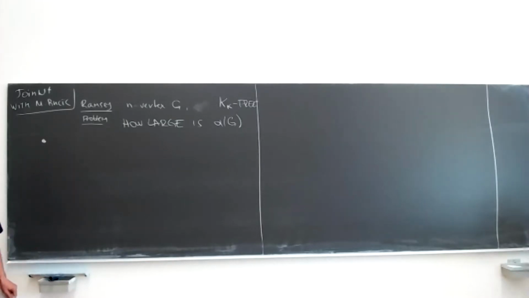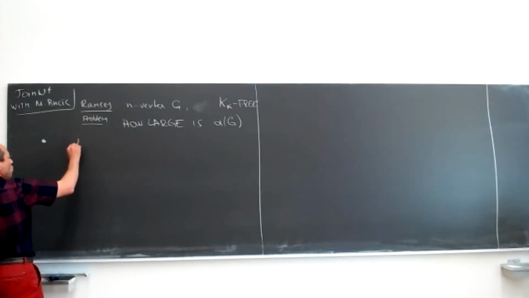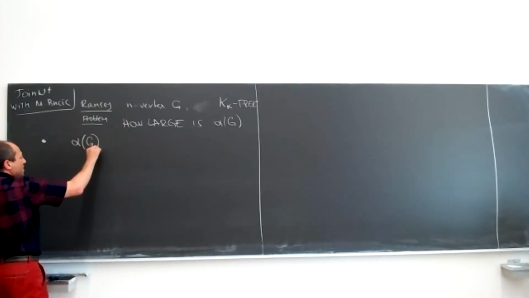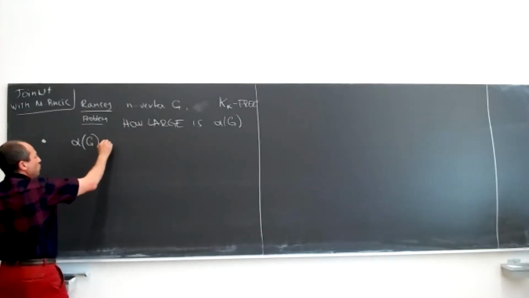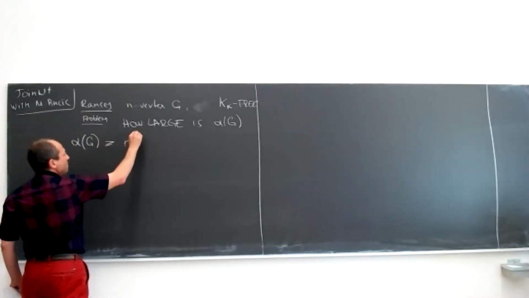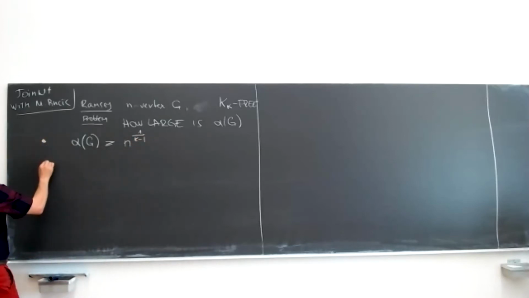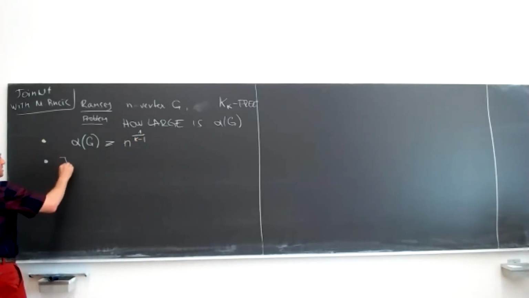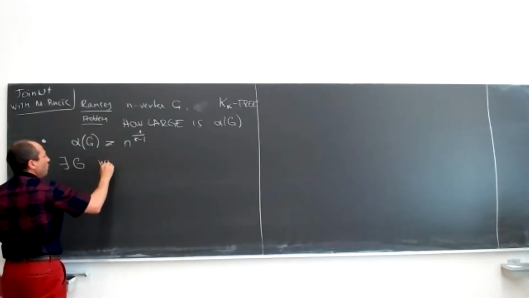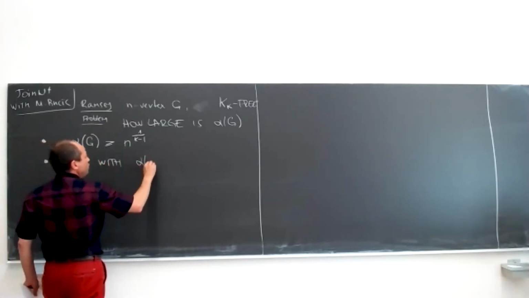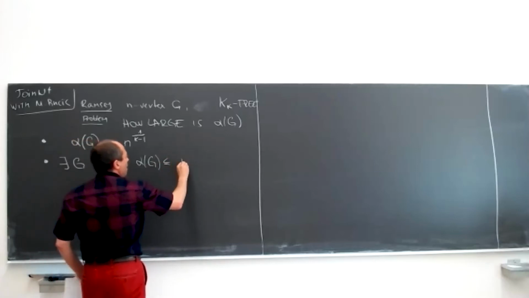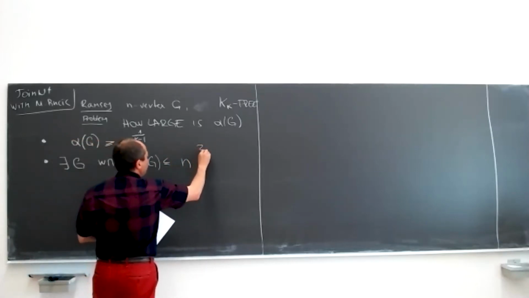And again, in this talk, because my goal will be to improve exponents, I will not mention various log improvements of various results. I just mention the name. So it's known that in this case, the independence number of the graph G is always at least n to the power 1 over k minus 1. And we also know an example. There is G with alpha(G) at most n to the power 2 over k plus 1.